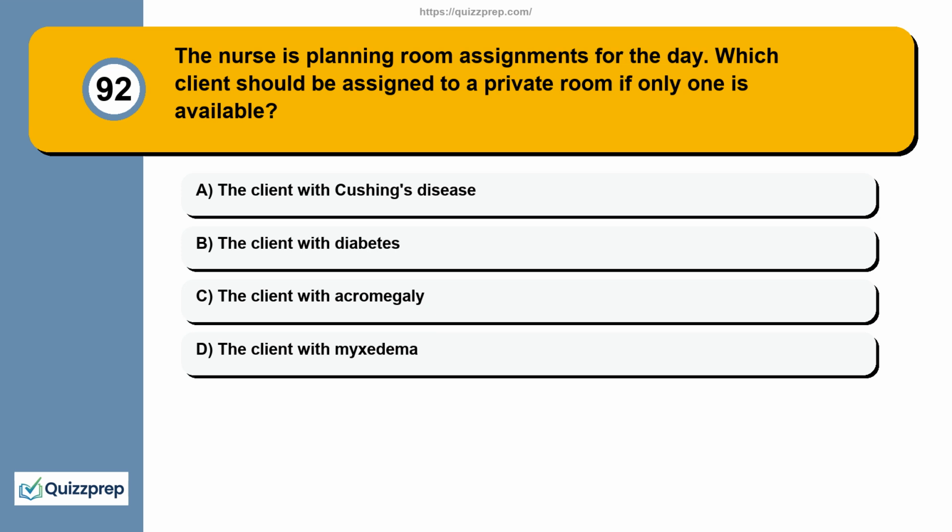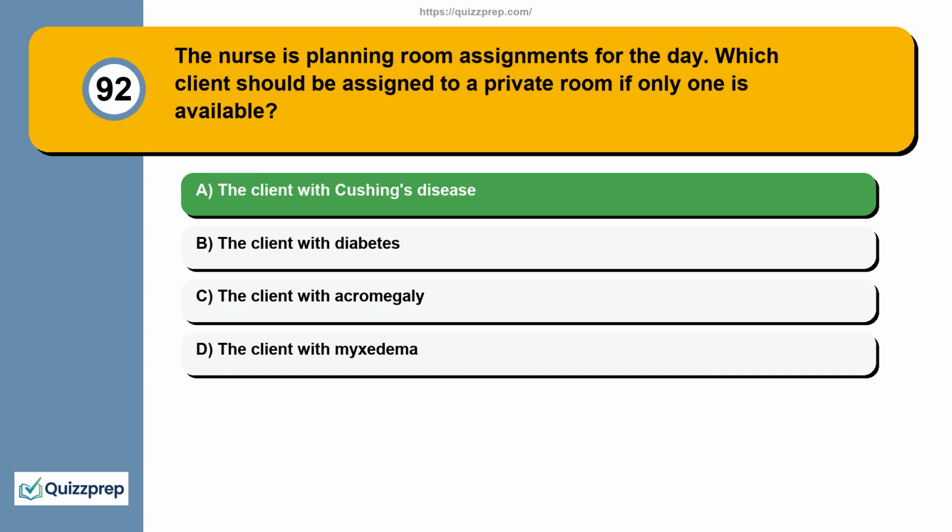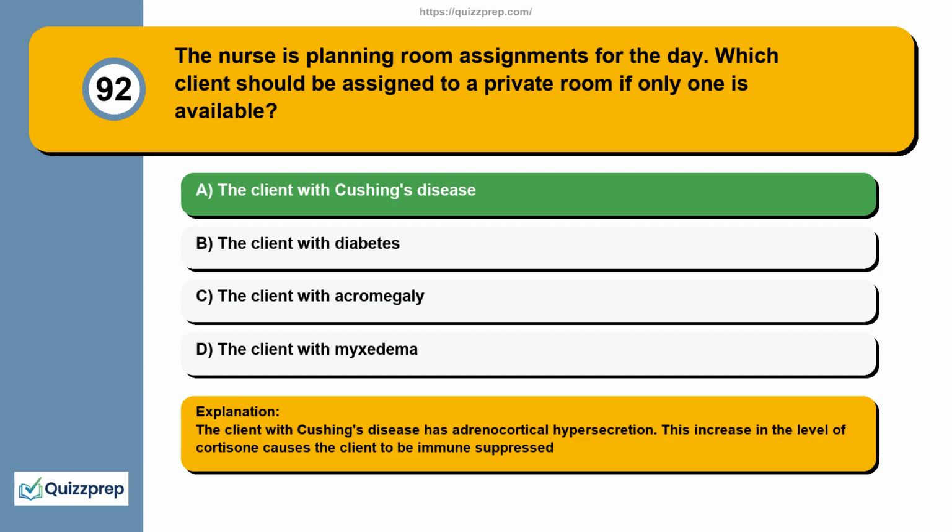Question 92. The nurse is planning room assignments for the day. Which client should be assigned to a private room if only one is available? The client with Cushing's disease, the client with diabetes, the client with acromegaly, the client with myxedema. The client with Cushing's disease has adrenocortical hypersecretion. This increase in the level of cortisone causes the client to be immune suppressed.